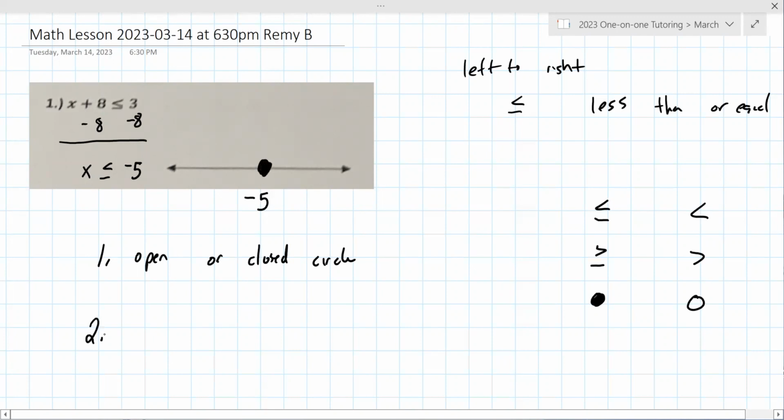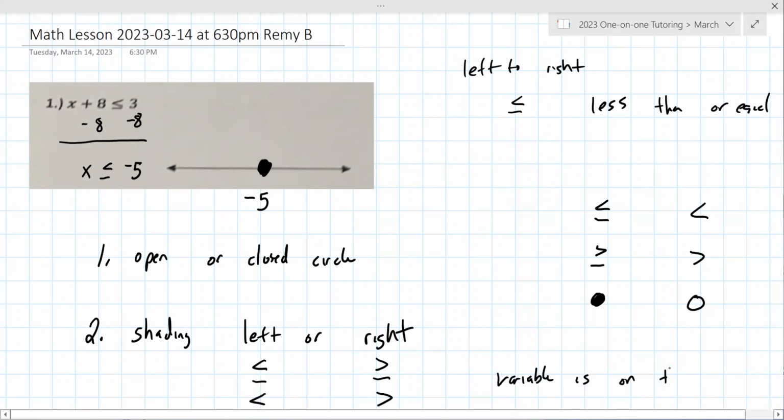The second thing you have to decide is whether you're shading left or right. And here's how that goes. You shade left for less than or equal to, less than, right for greater than or equal to, greater than, with the caveat here that the variable must be on the left. So are we shading left or right of this negative 5? Left. Yes.